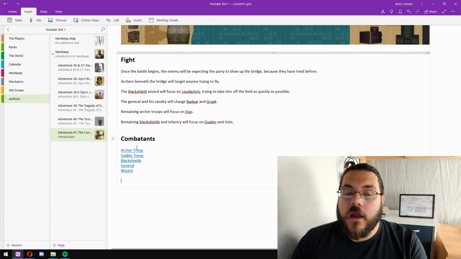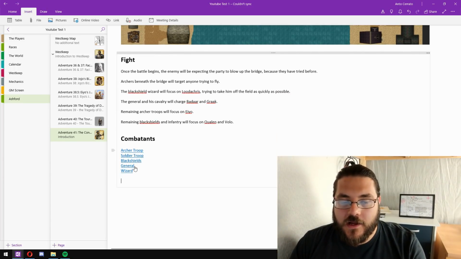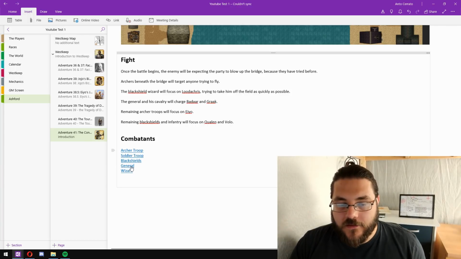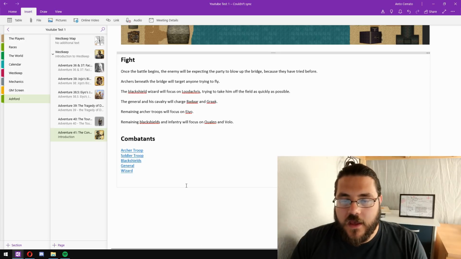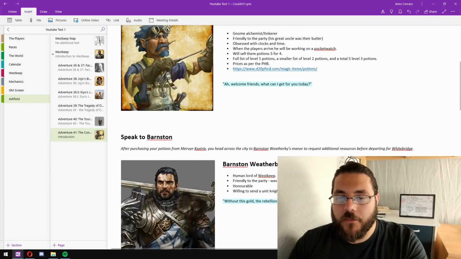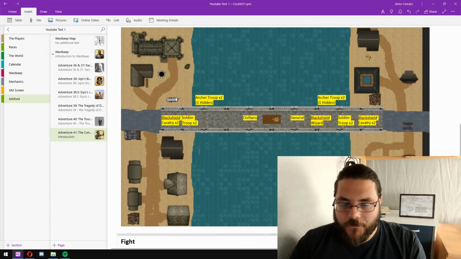So with those linked, it means that when I'm running the combat, I can click on them, open a separate window, and see straight away what their stats are. Rather than putting all the stats here and having to scroll through them, I like to have them off on a separate page so that it doesn't interrupt the flow of my plan.